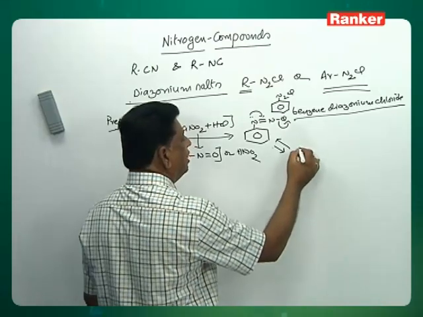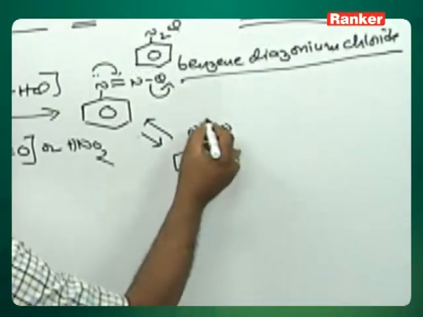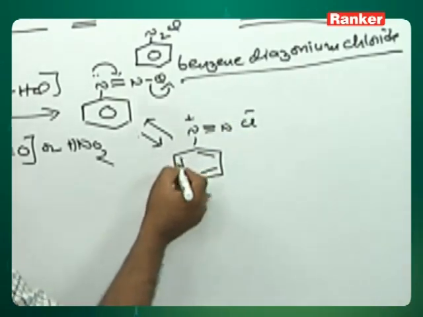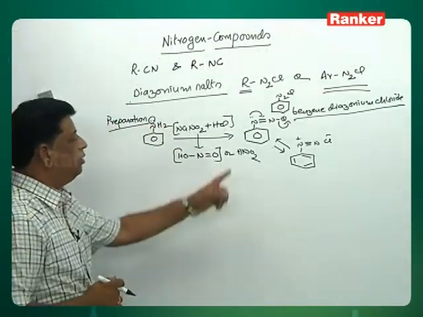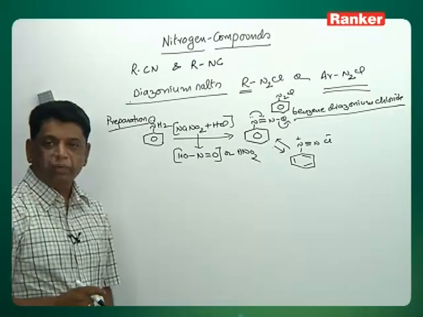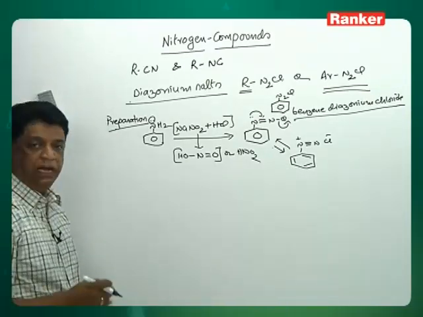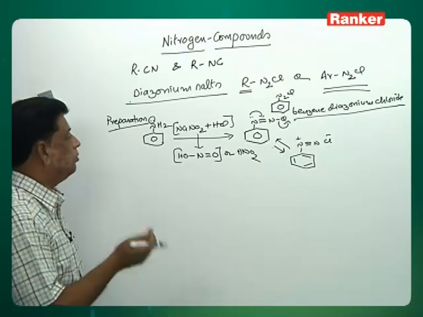So N will now have a triple bond. N will have a plus, with Cl outside. This is the polarized structure of the diazonium compound. This is the molecular form. This is the ionic form, ionized into N plus and Cl minus. Both are called phenyl or benzene diazonium chloride.